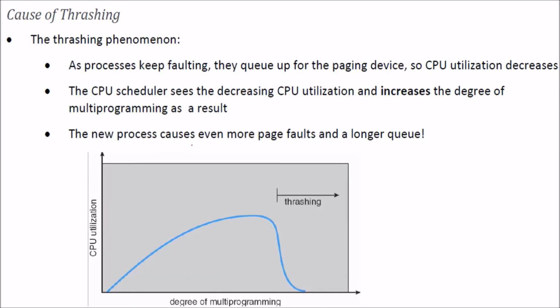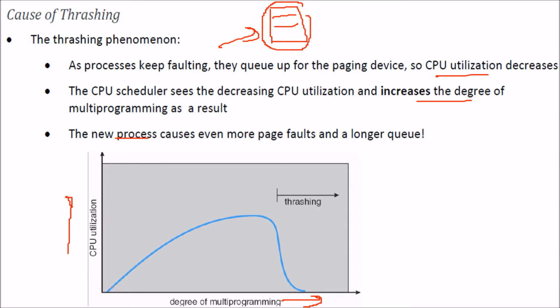Thrashing happens when we do not have enough pages, so a process will keep faulting. The processes queue up for the paging device, so the CPU utilization will decrease. The CPU scheduler sees the decreasing CPU utilization and, as a result, will increase the degree of multi-programming. The new process will cause even more page faults, right? See, here we have the degree of multi-programming you want to increase, and this is CPU utilization. When you increase the degree of multi-programming, at this point it is of course increasing, but the CPU utilization is decreasing. This is thrashing. This portion is under thrashing.